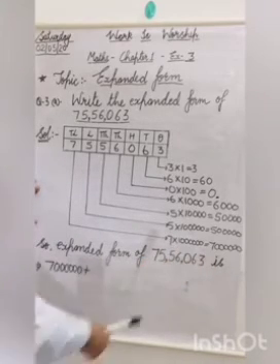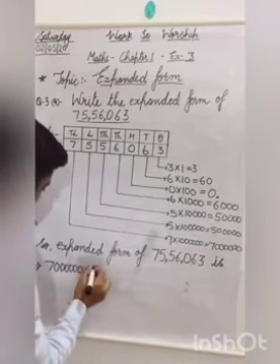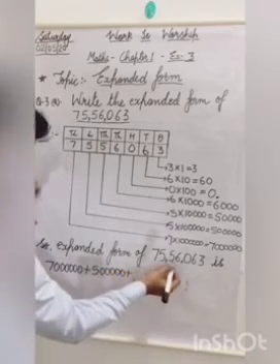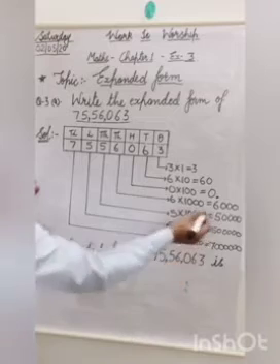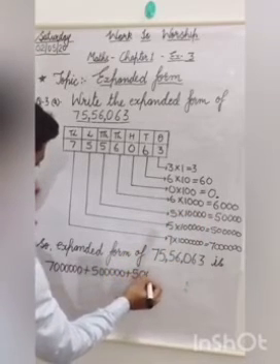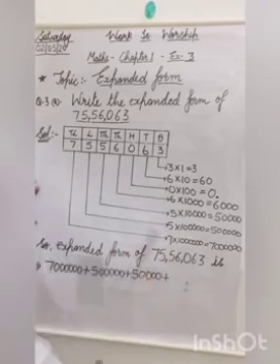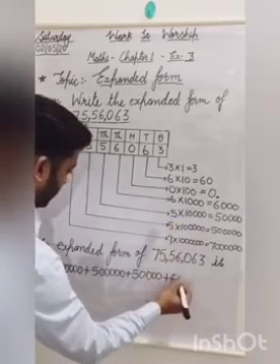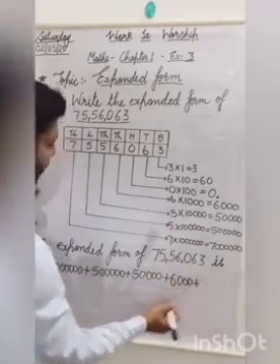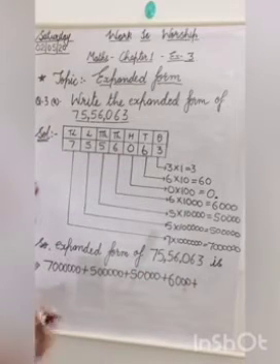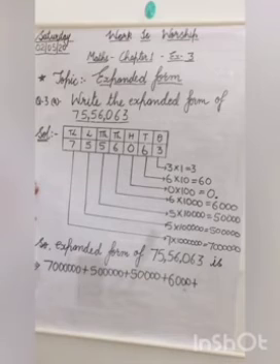Next one is 5 and the place value of this 5 in the place value chart is 5 lakh. Next one is also 5 and the place value of 5 is 50,000 plus next one is 6 and the place value of 6 is 6,000. Next one is 0. So students, the place value and face value of the 0 is always 0. So we skip the 0 in the expanded form. We always skip the 0 in the expanded form.